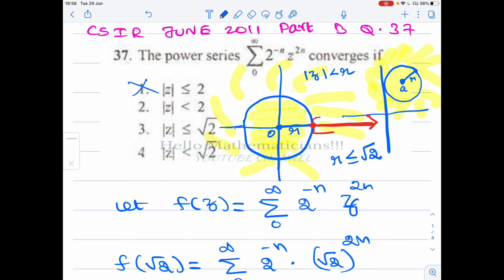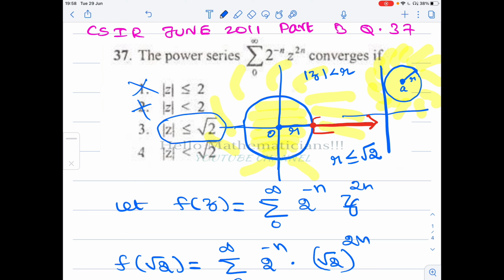So if you draw a circle of radius greater than r, then you can always find points lying outside the circle at which the given power series diverges. Okay, therefore first option is wrong. Similarly, second option is also wrong. Okay, now third option is mod z less than or equal to root 2. Now mod z less than or equal to root 2 means the point root 2 itself lies in this region. Okay, but we saw that at the point root 2 our power series is divergent. Therefore, this option is also wrong.